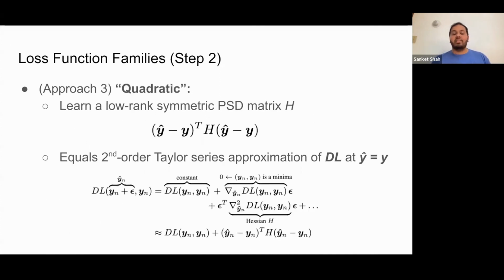The last thing is essentially the quadratic loss function, right? And this is our most clever loss function. You learn a low-rank symmetric positive semi-definite matrix H such that the loss is a quadratic function of the predictions minus the true labels, right? And the reason this is clever is because this is equivalent to the second order Taylor series approximation of the decision loss when y hat is close to y. And so there is some theoretical grounds for why this might be a good idea.